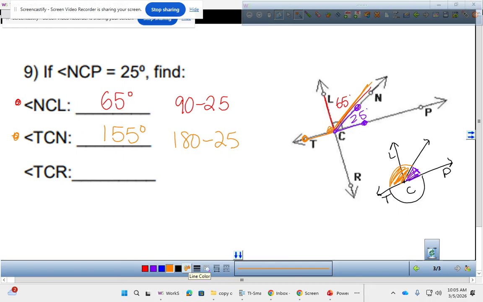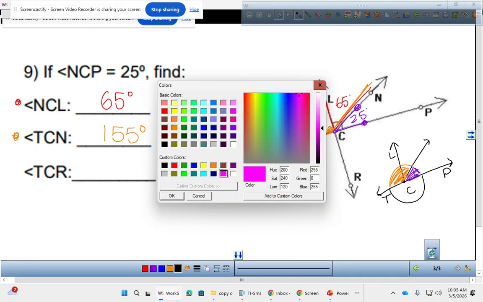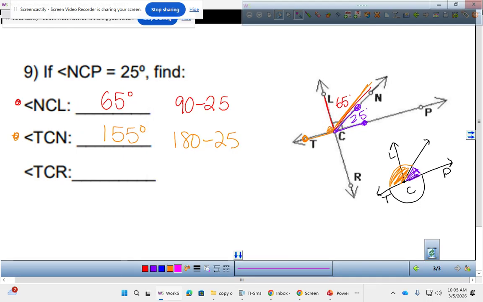And then the last angle here is TCR. TCR is actually vertical to this box. So that would mean since vertical angles are equal, if that angle's 90, then the opposite angle would be 90 as well. Or you could think of it as vertical to the 65 and the 25 together, which is 90 degrees.